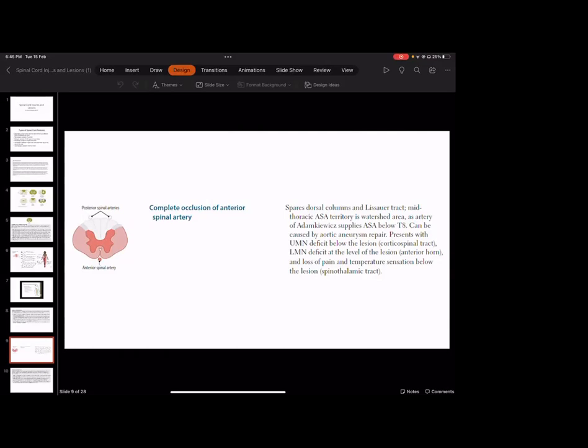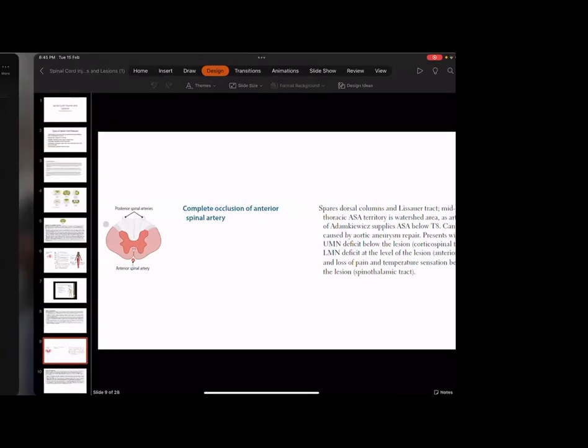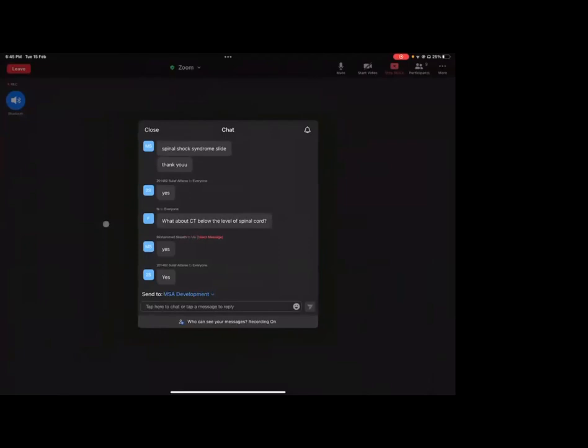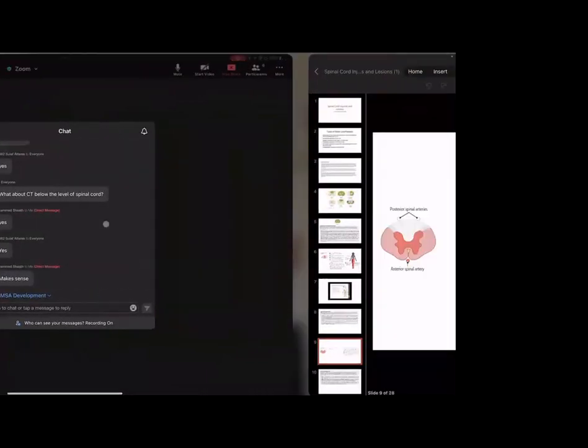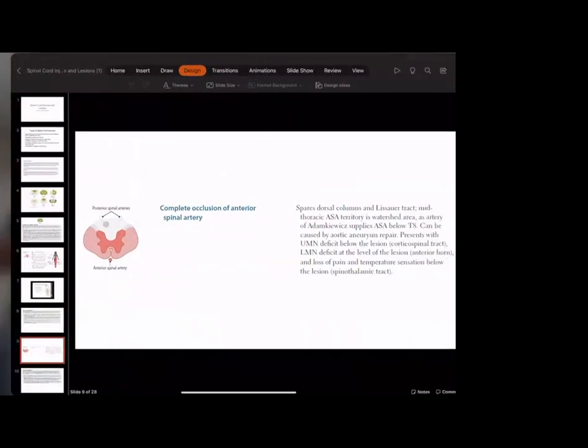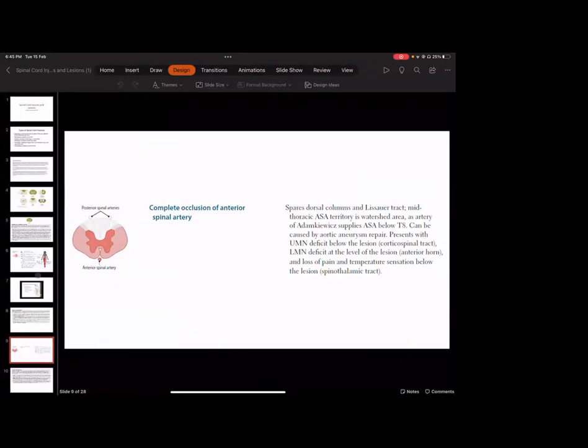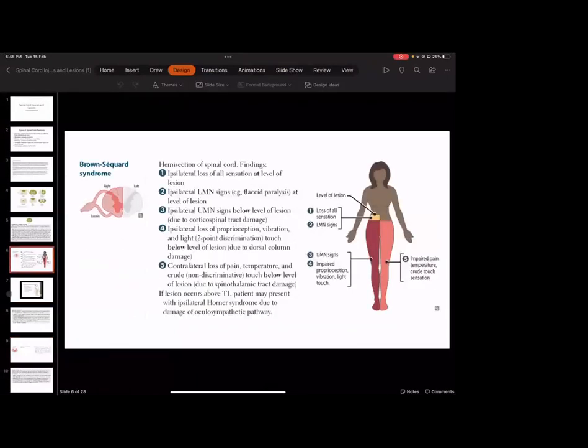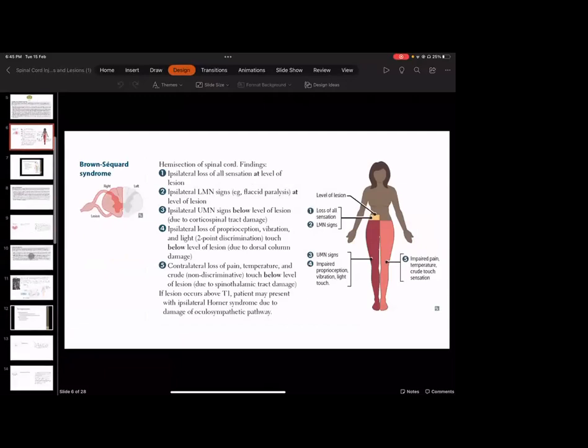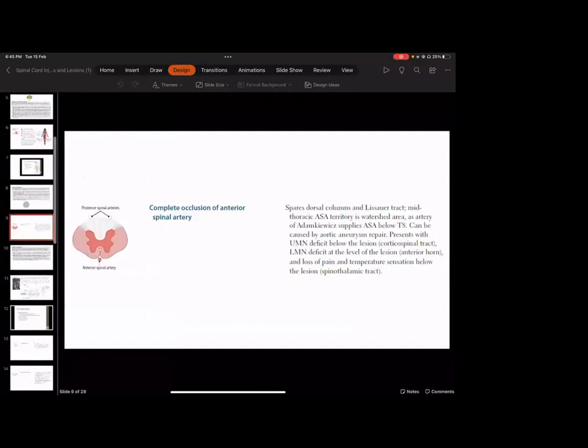This is complete occlusion of the anterior spinal artery. And the way they can ask you this question is usually in an aortic aneurysm repair or some sort of surgery they were doing and this happened. Okay, does that make sense? Because I think the rest of the lesions are pretty simple. Once you understand the first big two, because this is the main one that tricks everyone. Brown-Séquard is the lesion that tricks everyone.